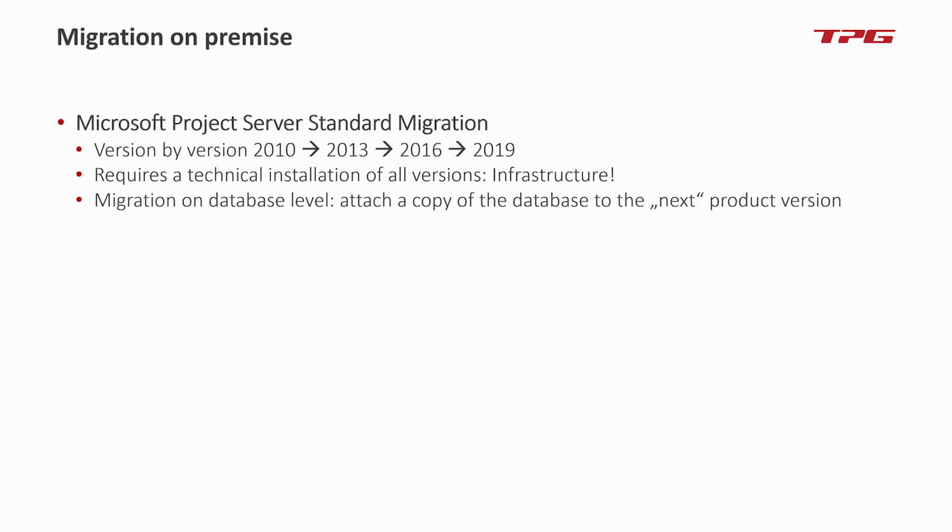Migration itself is done on a database level. You attach a copy of the database to the next product version. So a backup from 2013 is attached to 2016. Then you start a script. It's migrating the database to 2016.